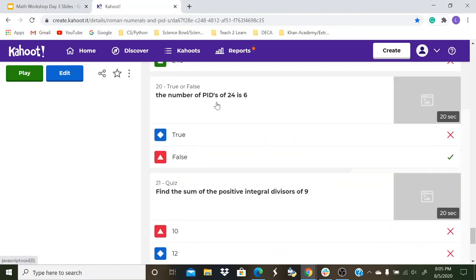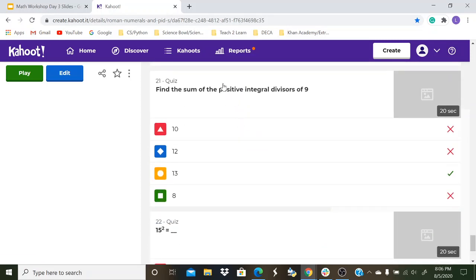And then the number of PIDs of 24, so you want to do that prime factorization thing. So that's just 2 squared times 3 to the first, and now you want to add 1 to each of the exponents. Or sorry, hold on. When you prime factorize 24, it's 2 cubed times 3 to the first. So now you can add 1 to each of the exponents, so you get 2 cubed to 4, and then the 1 to 2, so that's 4 times 2 is 8, not 6, so it's false.